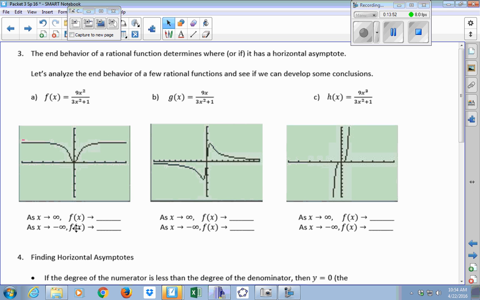So as x goes to positive infinity, so I'm on the right side of my graph and x is getting huge, or as Bernie Sanders says, what does he say? Huge. So as x gets huge in the positive direction, what's happening to the value of my function? What's it getting close to? 3, right? The output of 3. As x gets really, really small in the negative direction, what's the value of my function in the end? What's it getting close to? 3. Okay.